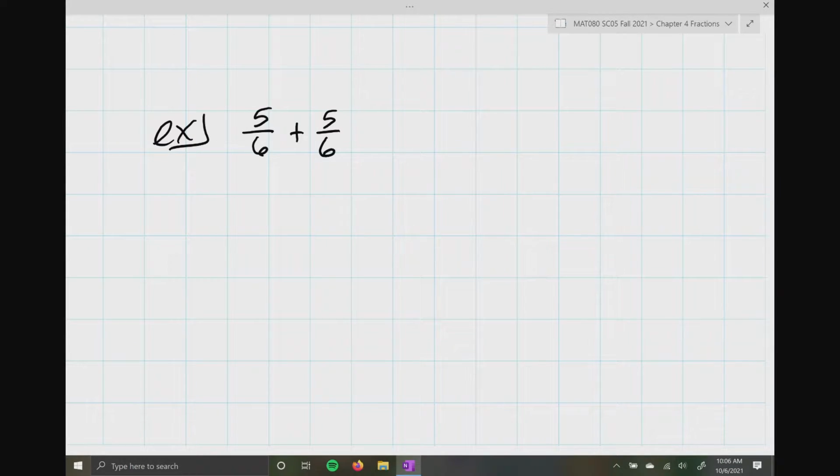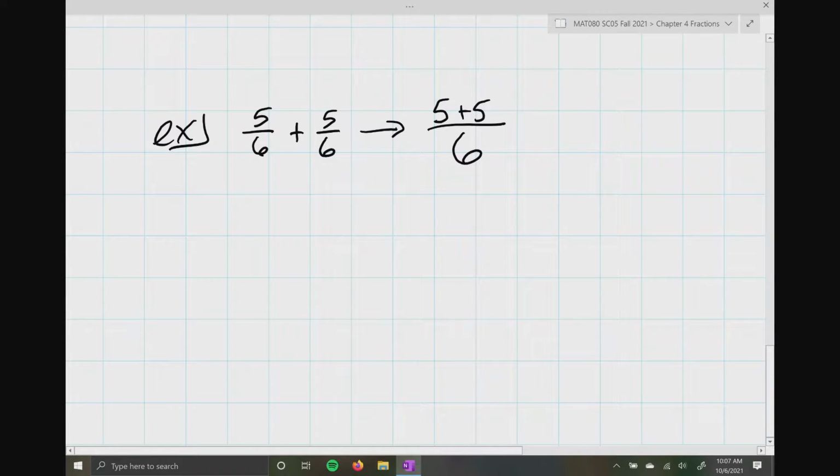Sometimes it's really good to take a step back and ask yourself, okay, what type of problem am I given? The numbers are fractions. What type of problem is it? An addition problem. So the first thing I need to ask myself, are my denominators the same? Maria G, what do you think? Are the denominators the same? Yeah. Perfect. So you write one denominator, and then you write 5 plus 5 in the numerator.